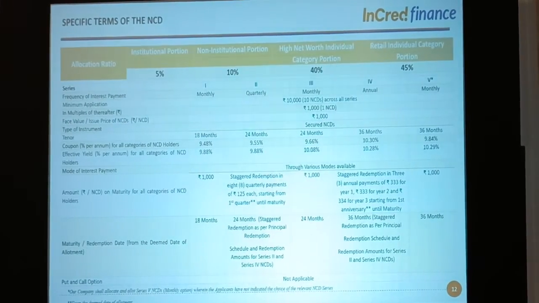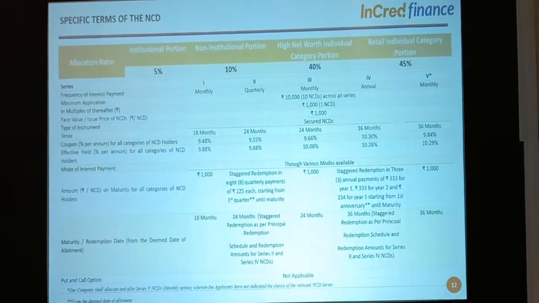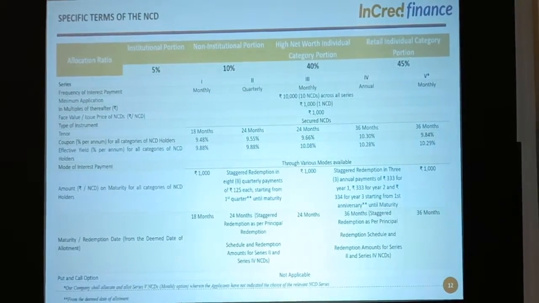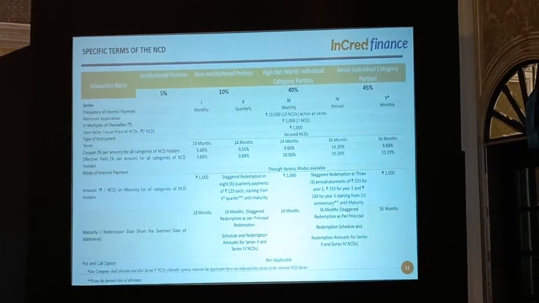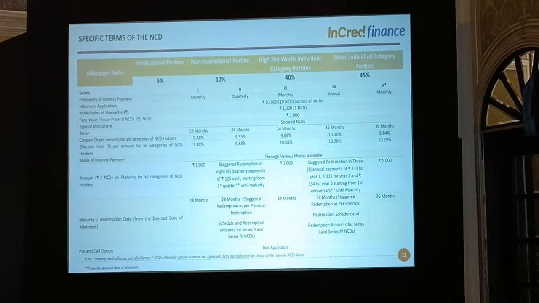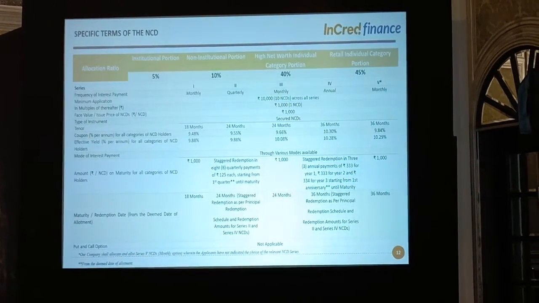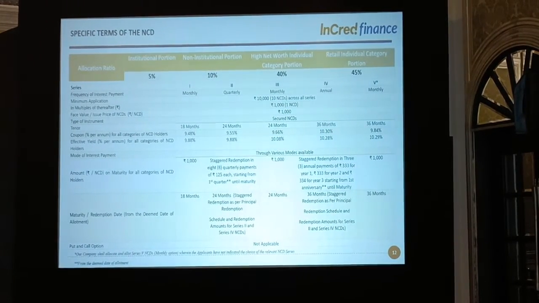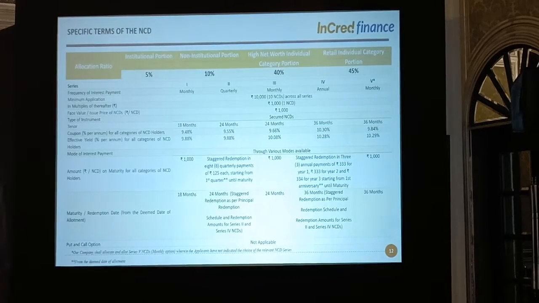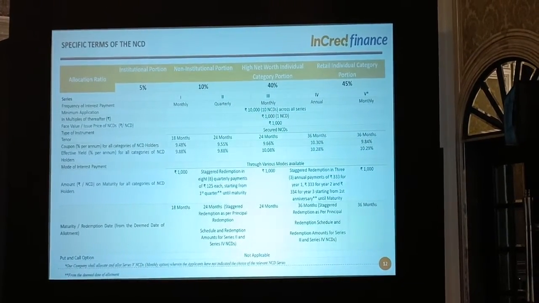In terms of specific terms, we have multiple options. Mangruniaji referred to that. With a maximum yield going to about 10.29%, which is in the 36 months. You have an option of 18 months, 24 months, and 36 months. Even within those, there are different options when it comes to interest payments. All this is part of the prospectus and reflected here in front of you. We'll be happy to answer any questions with respect to the issue or company. Happy to interact post this.